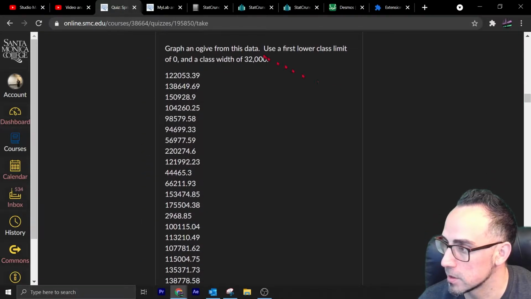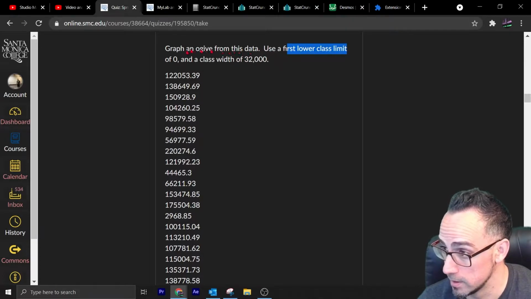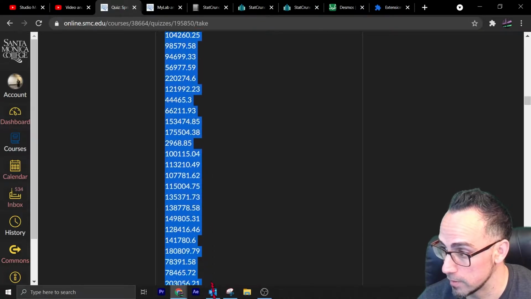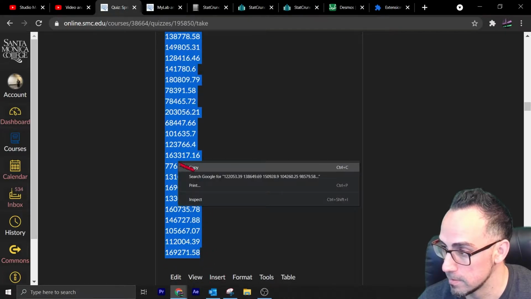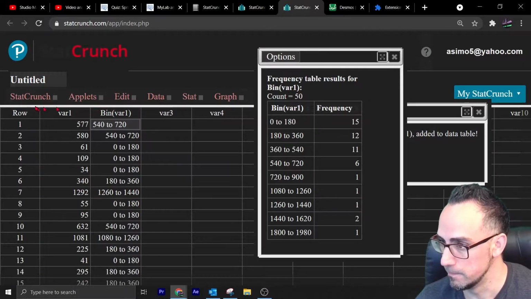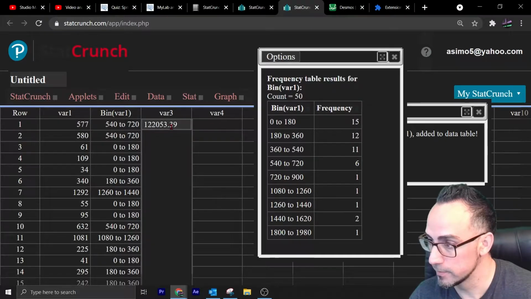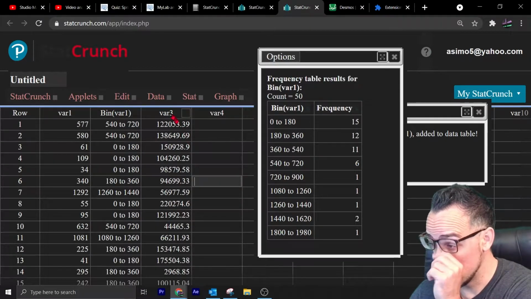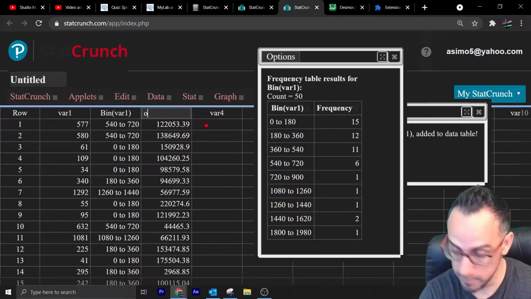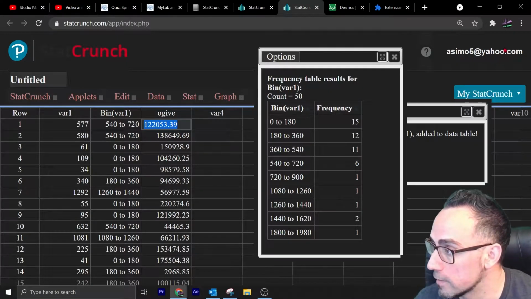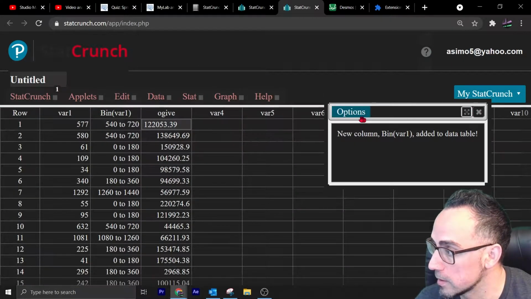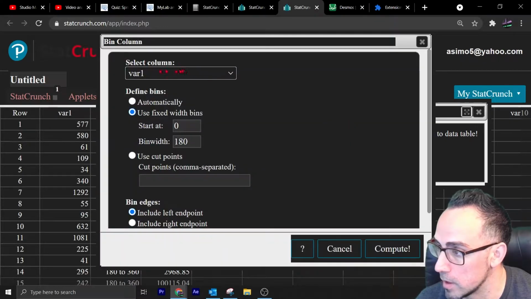Okay, next question, graph an Ogive from this data set. Okay, it gives us the first lower class limit of 0 and it gives us a class width of 32,000. So let me show you how to do an Ogive. You copy the data, press copy, go to StatCrunch. You can put the data right here if you want in variable 3. So I have the Ogive. That's for my Ogive, right? I have to bin the data again. So I could actually go to edit. I binned this one, so I'll just change it to Ogive.